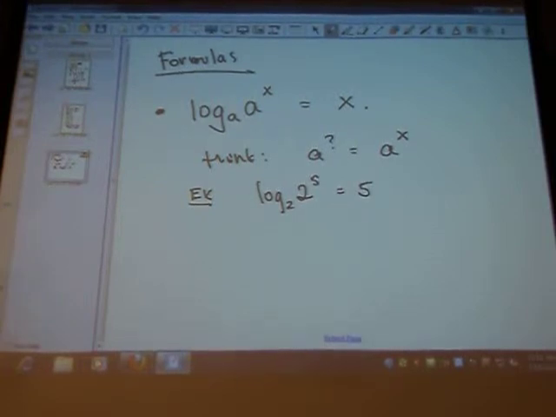What does ln stand for? ln just means log base e. So if you have ln of e to the 7th power, that's like log base e of e raised to a power, and that's just going to be 7.